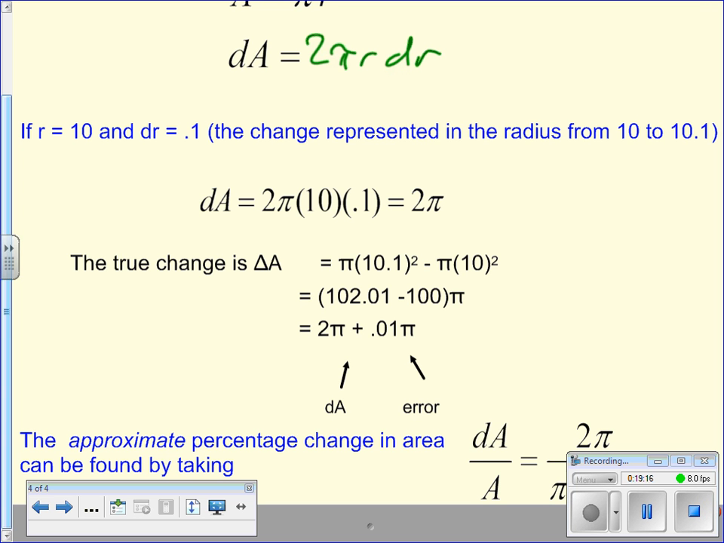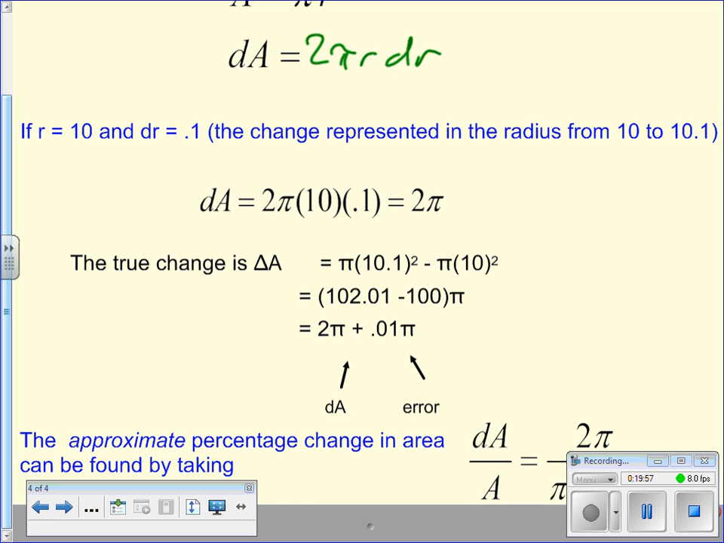Our true change, figure out what the area is at the new radius, 10.1, subtract what it was at the old radius of 10, figure it out, 2 pi plus 0.01 pi. We were off by 0.01 pi from the actual change. We were off by 0.03 square meters. That's not too bad, is it? Considering we went 1/10 of a meter, which is how much? 10 centimeters, a decimeter, right? Not that much. We increased the radius by that much, and our estimated change in area was only off by that much. That's not that bad, is it?